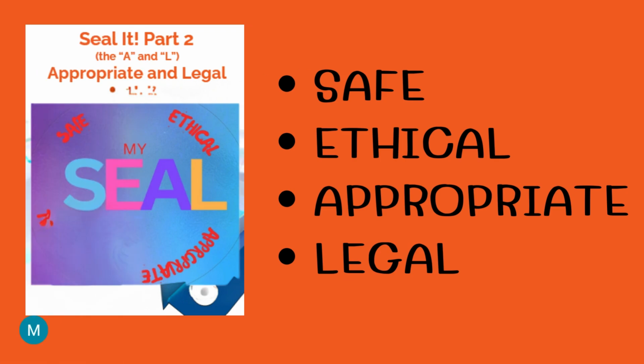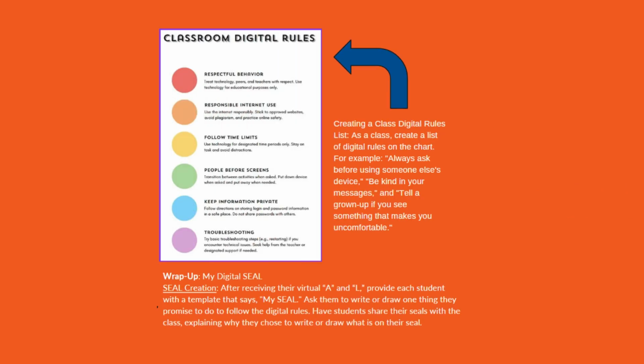This is a picture of the seal that we created as a culminating activity to put everything together. You can see that S is for safe, E is for ethical, A appropriate, and L is legal. The students made a sticker so they could put it on their computers to be reminded how to be a good digital citizen. Finally, we ended this lesson by creating classroom digital rules together.